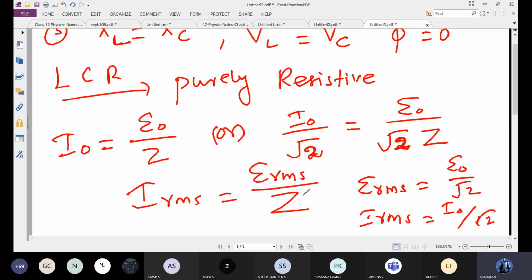So compulsory, special case they will ask. One more question is there. In previous years in this area they are asking one compulsory question, 5 marks, on the LCR circuit. If you have any doubt, you can check the last 3 to 4 years of question papers. 5 marks compulsory, based on LCR.